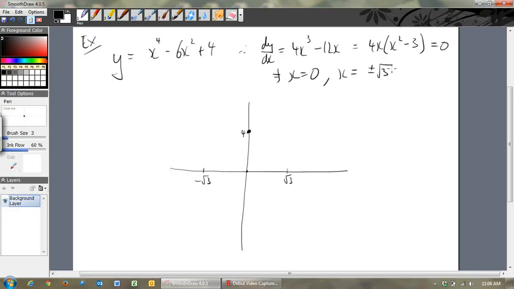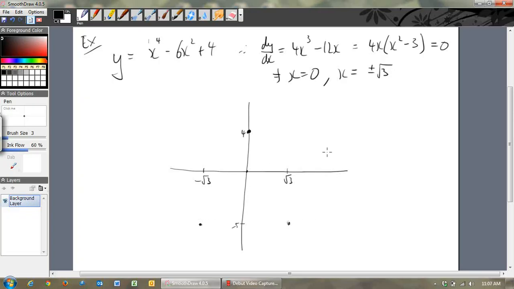Root 3, I shouldn't have done this question. Root 3 squared is 3, so that's 9 minus 18, which is negative 9, plus 4 is negative 5. So you're going to have some points down here at negative 5, and it should be the same for that. Yes, it will be, thank goodness. Okay.